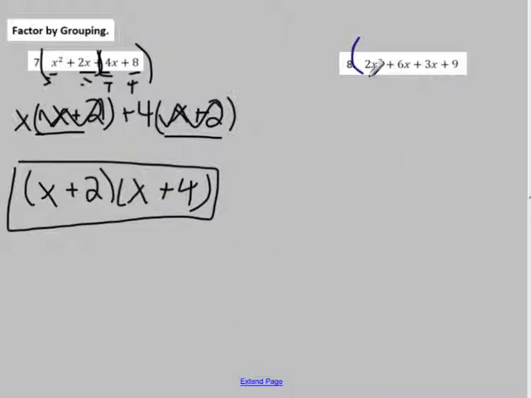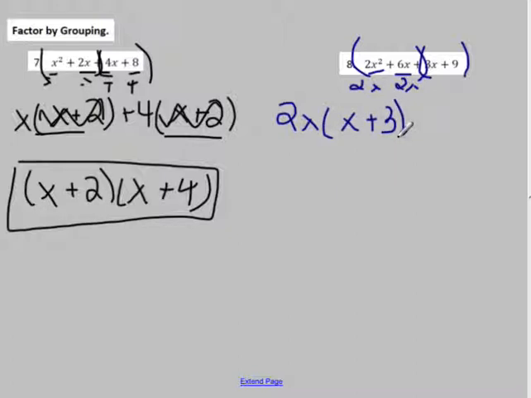So for number 8, again, I'm going to make my two groups. Between 2x squared and 6x, I can divide out a 2. I can also take an x out of each term. So I'm dividing each of these by 2x. So 2 divided by 2 cancels out. X squared divided by x to the first is just x. 6 divided by 2 is 3, and x over x cancels out.